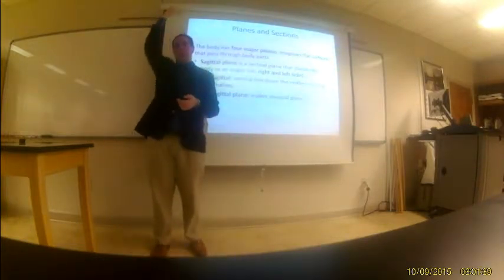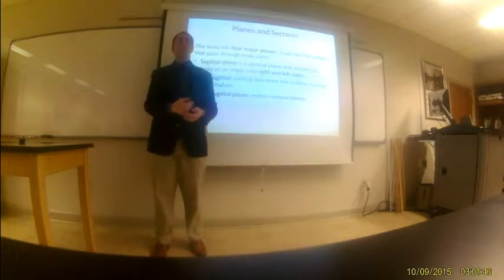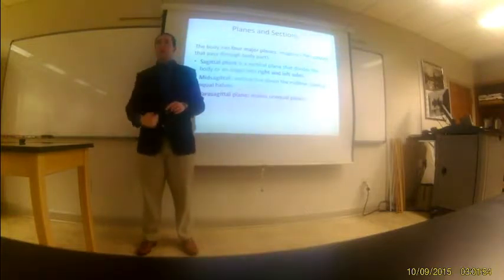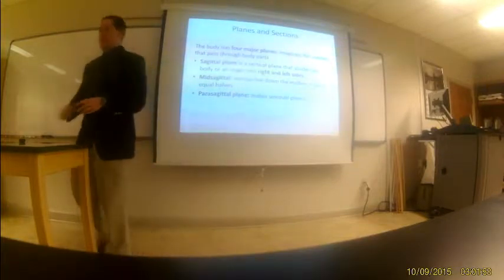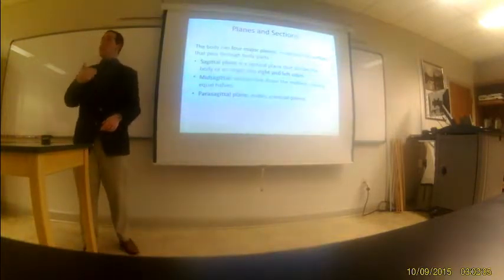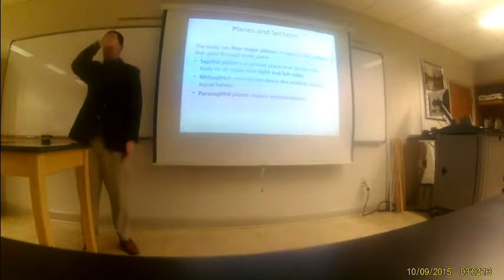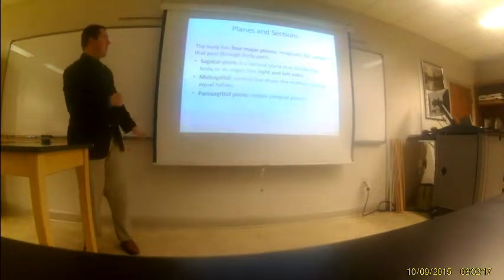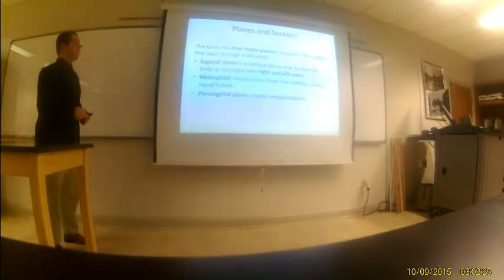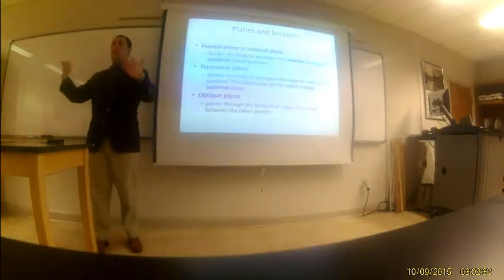Now you can imagine though, if I'm going to cut in the left and right sides, I can cut right down the middle and get halves, or I can cut off center and get unequal parts. Those are both sagittal planes, but the one right down the middle is called a mid-sagittal plane. A parasagittal plane is off to the side, either a little bit or a lot. If I cut over here, that'd be a parasagittal plane. Or if I cut just a little bit off-center, that's also a parasagittal plane. The only way it's not a parasagittal plane is if it is right on the midline, exactly on it, then it's a mid-sagittal plane.